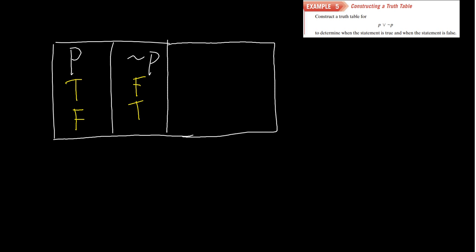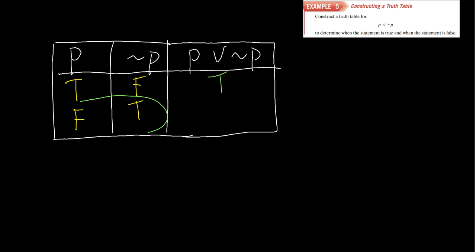All right, we need to determine when the statement is true and when the statement is false. So we need to figure out what P or not P is. Well, again, it is an or statement, so I only need a true statement in either row for it to be true. Well, this is true, and I have a true here, so this is true. So it looks like, in this particular case, that they are both true. This is an example of what's called a tautology. A tautology is a statement that is always true. No matter what, it is always true.